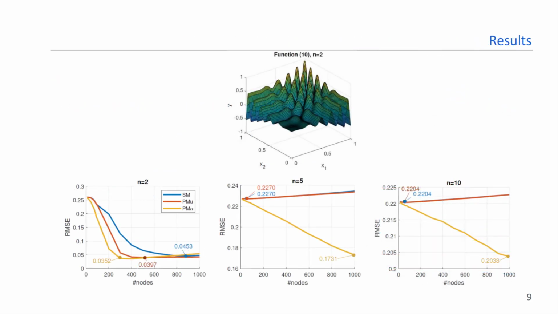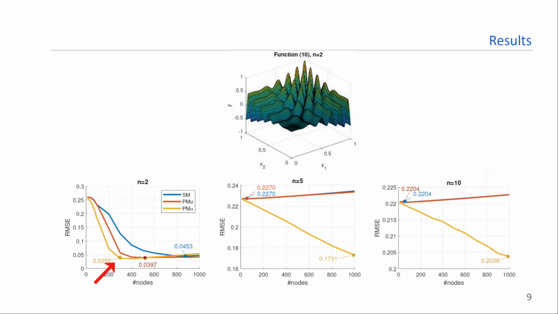And now some results for 3 target functions. Each of them is 2, 5, or 10 dimensional. Lower figures show fitting errors for different numbers of nodes. PM alpha in all cases leads to the best results. For n equal to 2, it needs fewer nodes to get a lower error than PMU and SM.